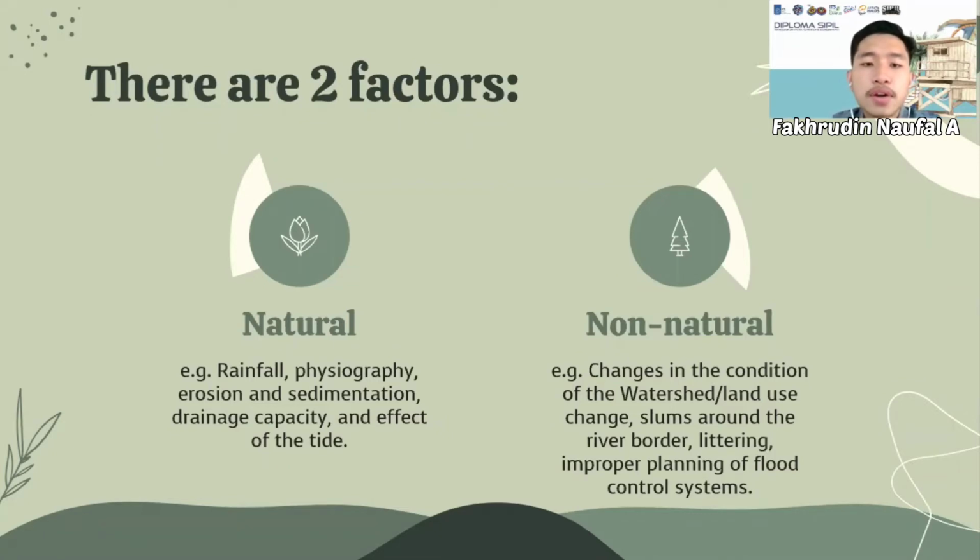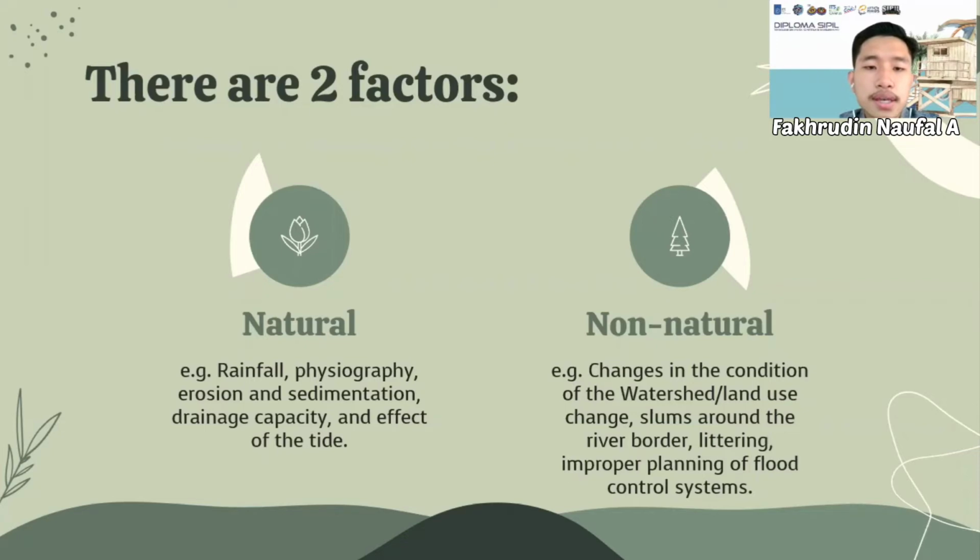Second is physiography. Physiography or physical geography of rivers such as river geometry affects the occurrence of floods. The third is erosion and sedimentation. The occurrence of erosion and sedimentation causes aggradation or siltation, so that the capacity of channel of river reservoir is reduced.